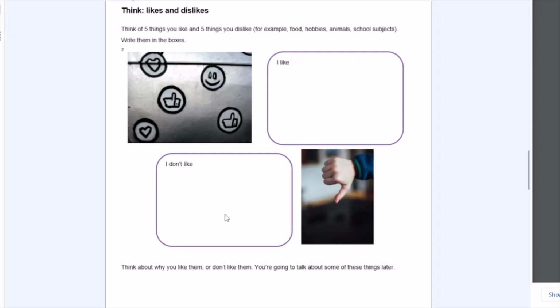You ask your students to think of 5 things they like and 5 things they dislike. For example, for food, hobbies, animals, school subjects, etc. Write them in the boxes. So allow them to write the things they like and the things they don't like, and allow them to think about why they like them or why they don't like them. And you're going to talk about some of these things later.